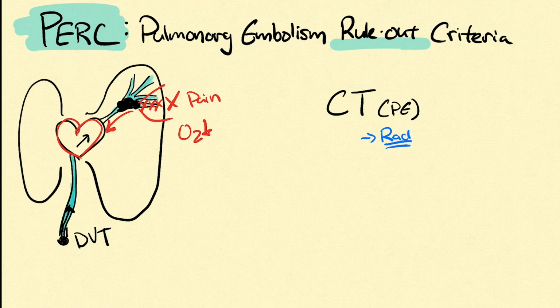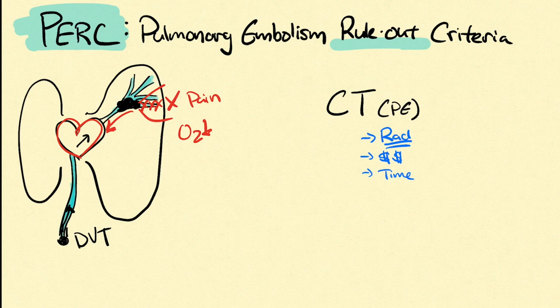Ton of radiation. It's also a decent amount of cost, and from an ED perspective, it's also a lot of time, right? As in, if I have someone that I know does not have a PE and I can avoid it, I can save them radiation, save them cost, and save them time in the ED.